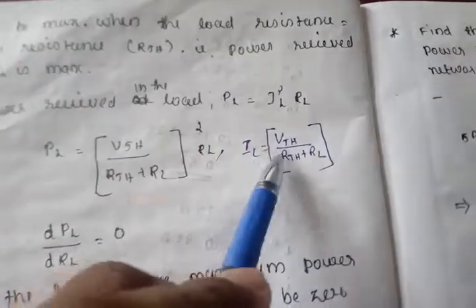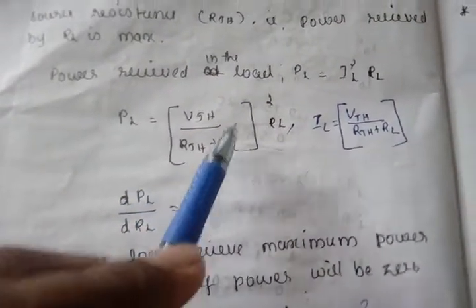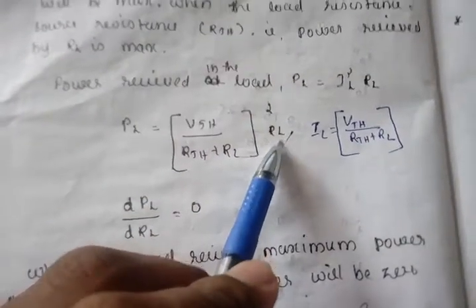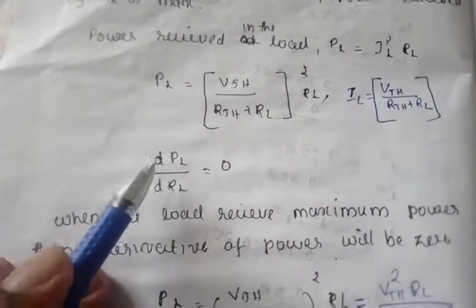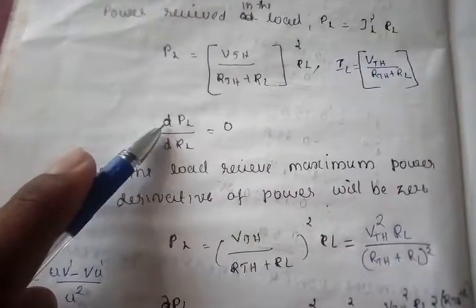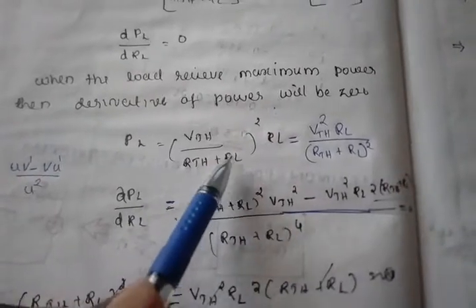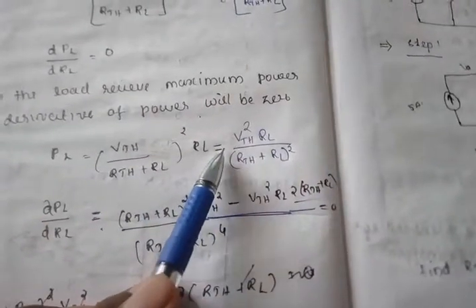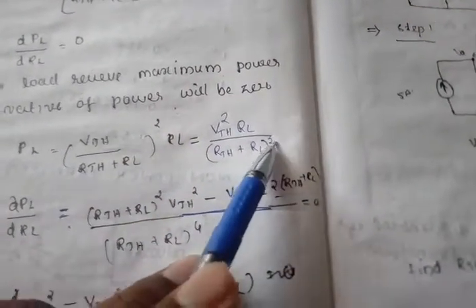Substituting the value of IL here, we get PL is equal to (VTH by RTH plus RL) all square into RL. For the PL to become maximum, the derivative of PL with respect to RL should be zero. That is, when the PL is maximum, at that time dPL by dRL will be zero. Thus PL is equal to (VTH by RTH plus RL) whole square into RL. Taking RL inside, we get PL is equal to VTH square into RL by (RTH plus RL) whole square.